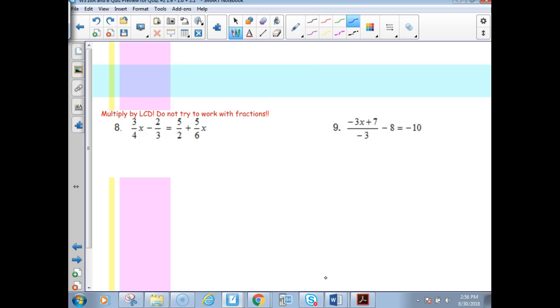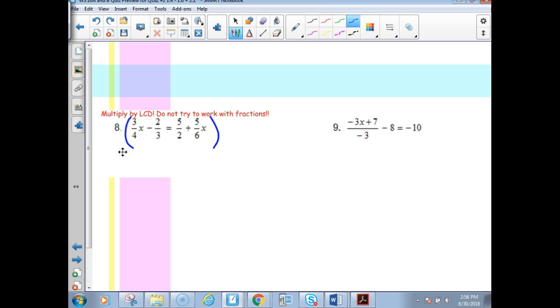Number 8. Multiply by the LCD. Do not try to work with the fractions. Okay, this would be a lot better to clear out the fractions. So I'm going to multiply by the LCD, which would be 12. 2 times 6 is 12. 12 divided by 4 goes evenly, and so does 3 divided into 12 evenly. That is the lowest common multiple, or else lowest common denominator.